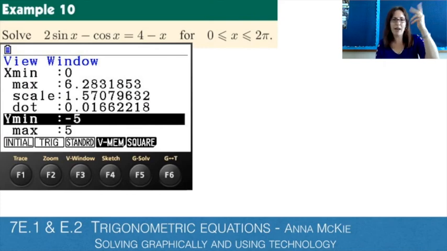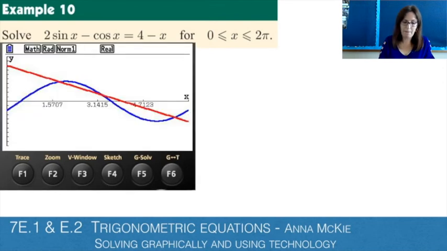Having a think back to where that max and min went, look, there's no real right or wrong here. You could try negative 10 to 10, but it didn't look like it was going to be that far away. It's nice to have them even too. And so let's start with negative 5 to 5 and see if that works. Yes, now we can see our intersection points. How many are there? 1, 2, 3.